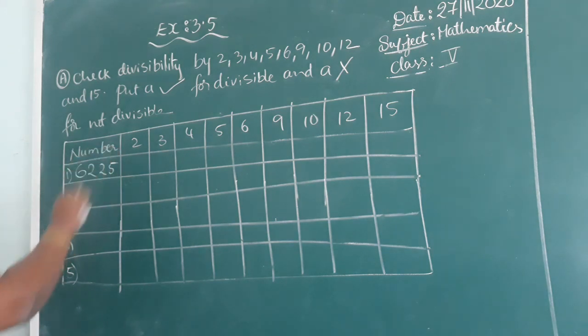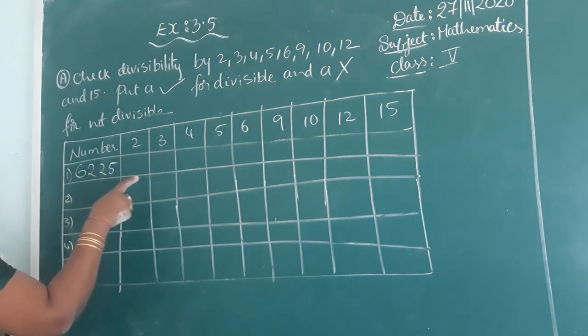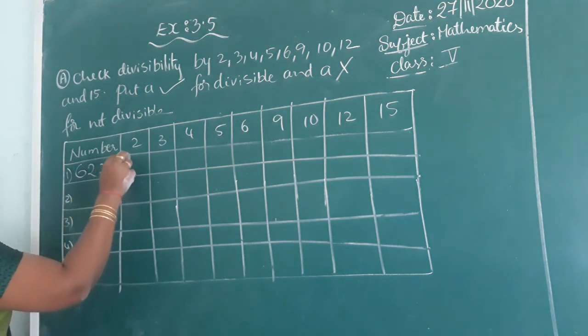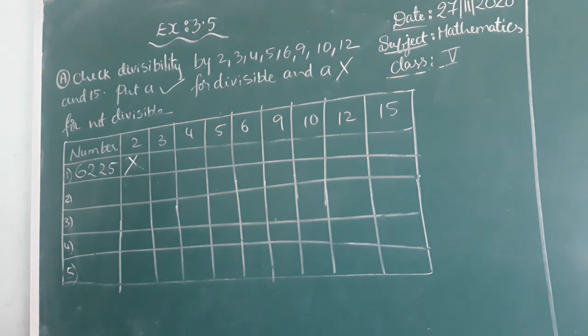6225. If you observe this number, what type of number is it? Is it even or odd? It's not an even number, so it is an odd number. So it is not divisible by 2.